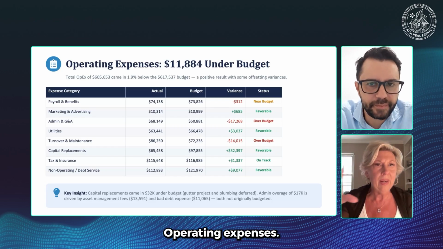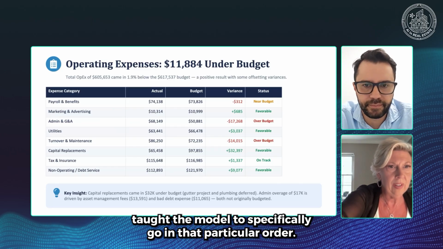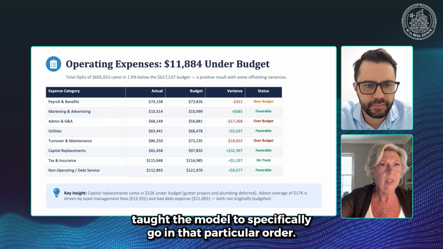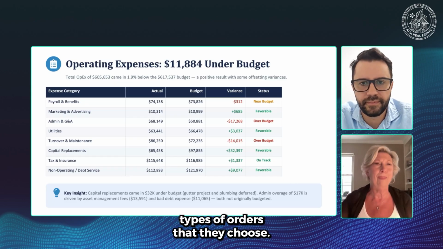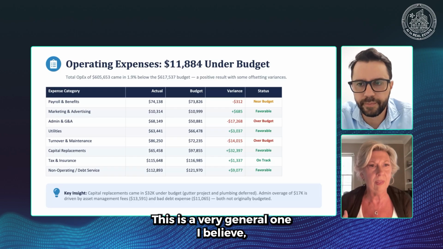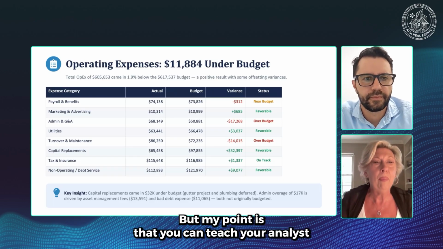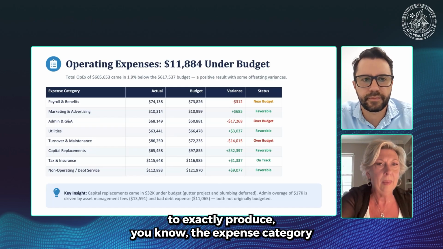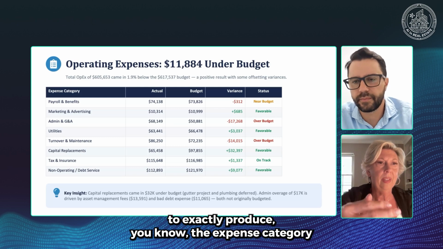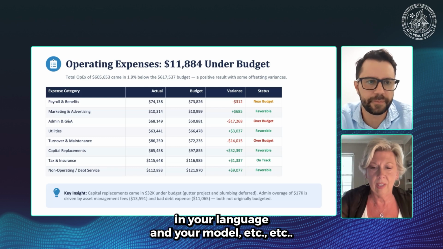Operating expenses. Now, I taught the model to specifically go in that particular order. Of course, every single company may have different types of orders that they choose. This is a very general one, I believe, that most companies would use. But my point is that you can teach your analyst to exactly produce the expense category in your language, in your model, et cetera, et cetera.